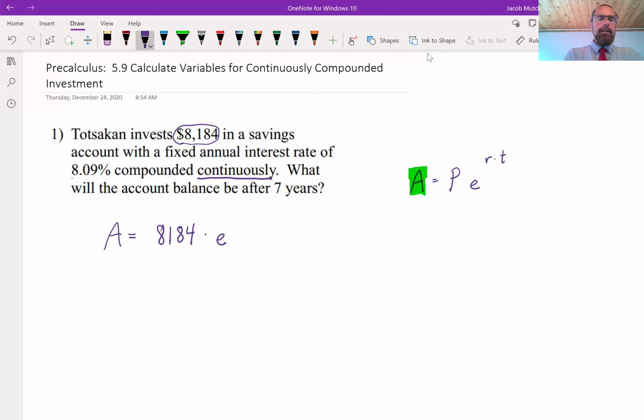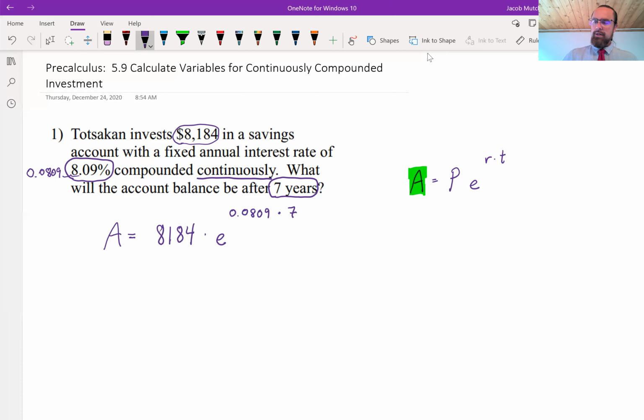So the interest rate I see is given as 8.09%. I do want to convert that to a decimal. So that's equivalent to moving the decimal place 2 to the left. So that's going to be equivalent to 0.0809. I'll incorporate that into our formula. And the last variable that I need to substitute a value in is the time. And that's going to be a certain year value. We're interested in the amount in the account after 7 years.